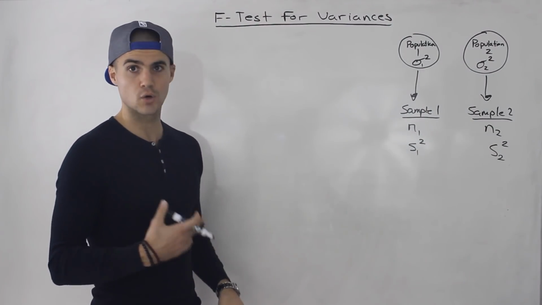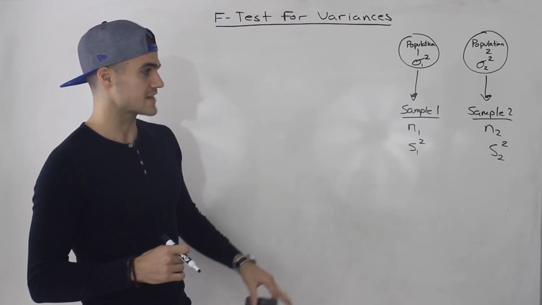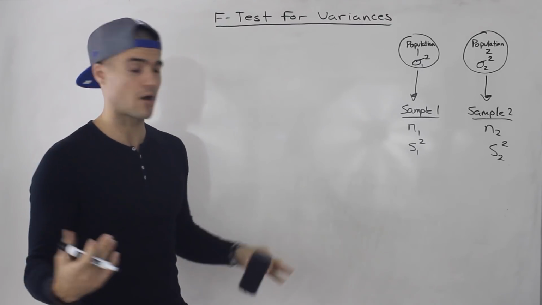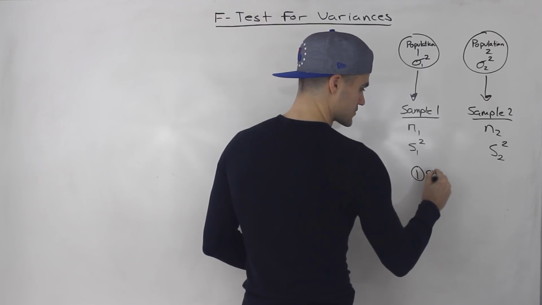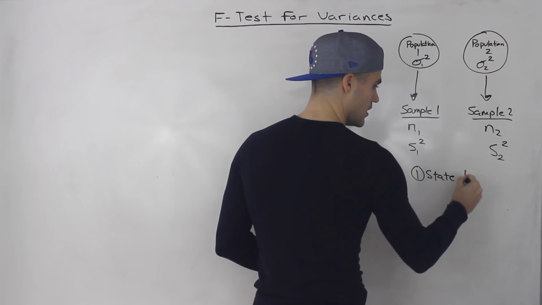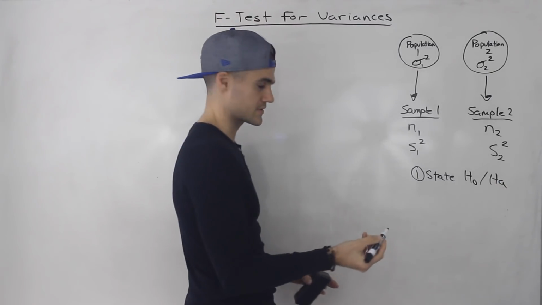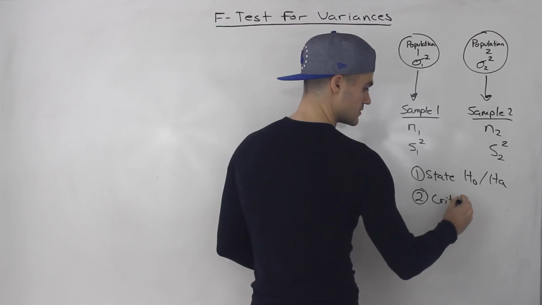So how are we actually going to go about this process if we start getting a little bit more technical? Well, it's actually going to be the exact same process as we've been doing with just hypothesis testing in general. So what we're going to have to do is we're going to have to state a null and an alternative hypothesis. We're going to have to find critical values.